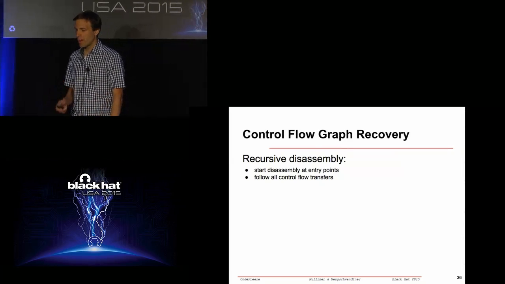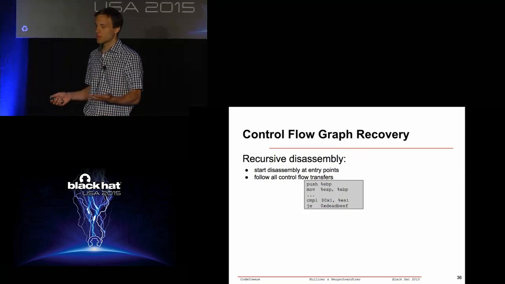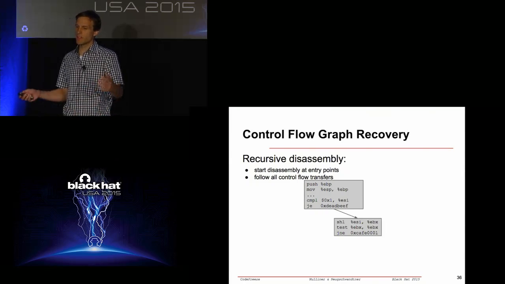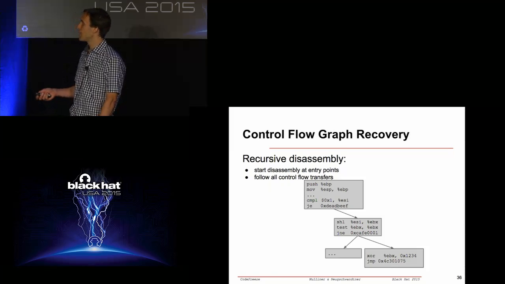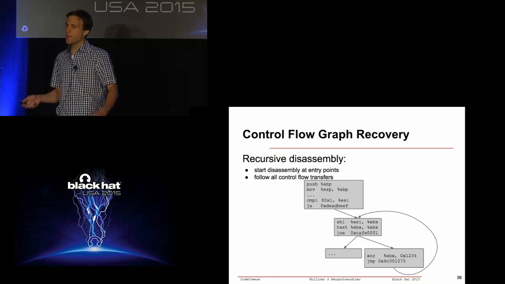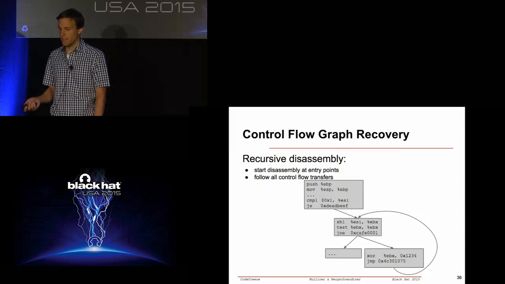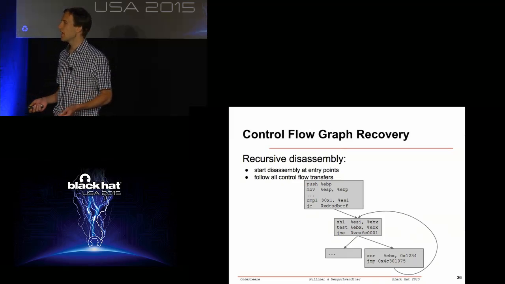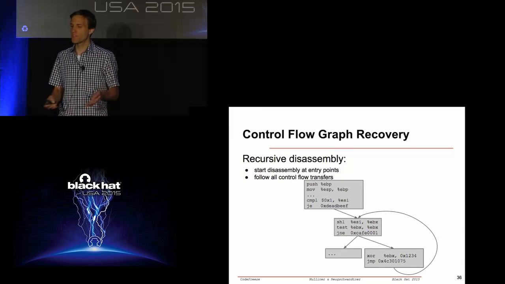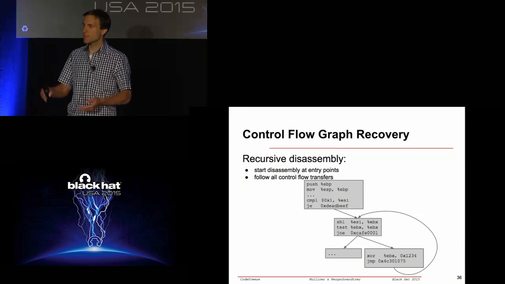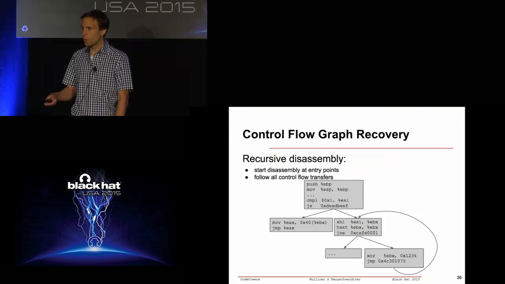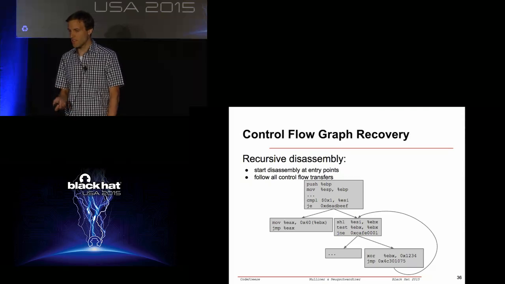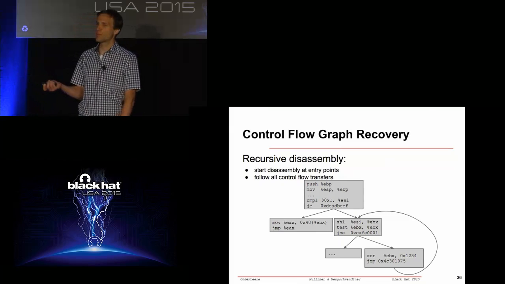Since we work with binaries, the very first step that we need to do is control flow recovery. And what we do for that is we basically use recursive disassembly. So we start disassembly at the entry points, and then we just follow all the control flow transfers and resolve them, split them out in basic blocks and so on. And this is actually not a problem at all, as long as you have direct control flow transfers. So as long as the address is actually in the code, we know where to follow. Well, this doesn't work that well with indirect control flow transfers.